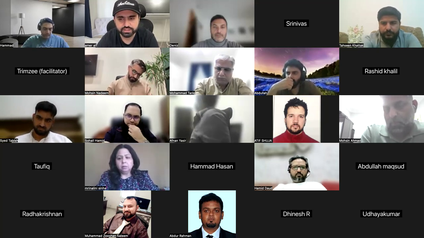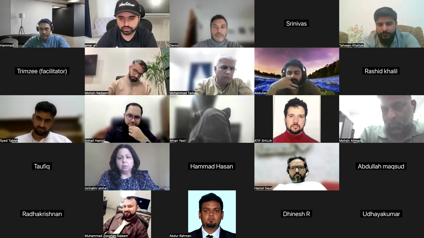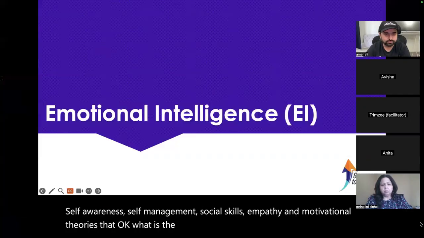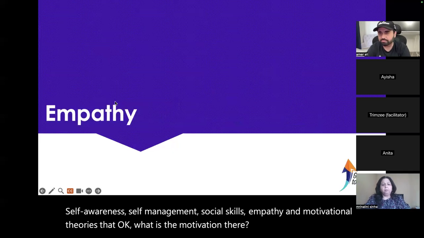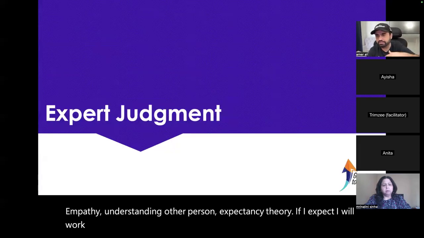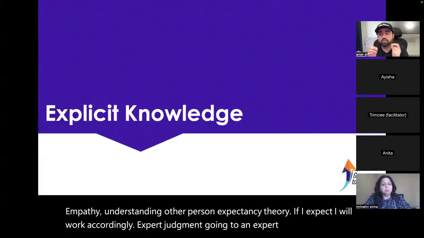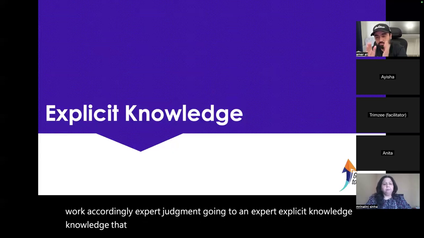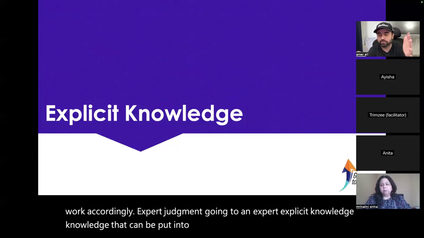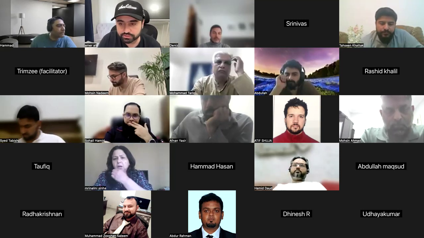Self-awareness, self-management, social skills, empathy, and motivational theories. What is the motivation there? Empathy, understanding the other person. Expectancy theory: if I expect, I will work accordingly. Expert judgment, going to an expert. Explicit knowledge, knowledge that can be put into numbers, 1, 2, 3. Like I can say this batch has 50 students.